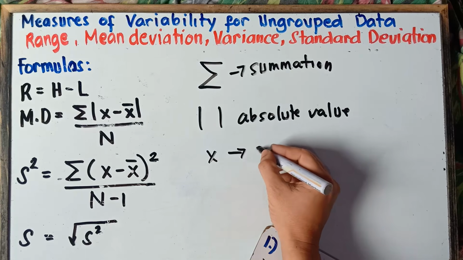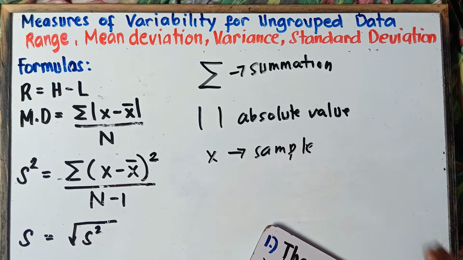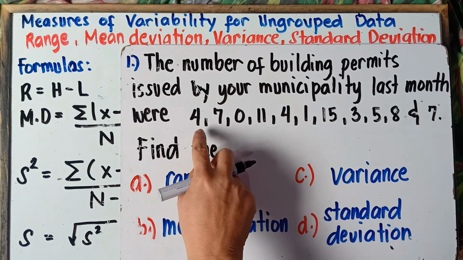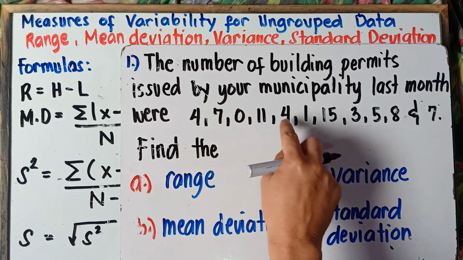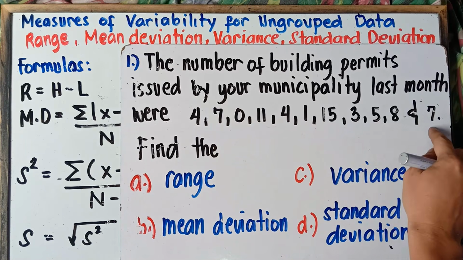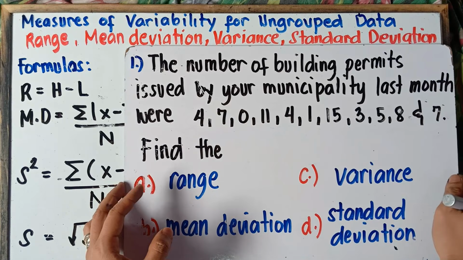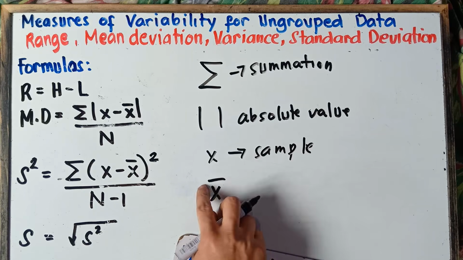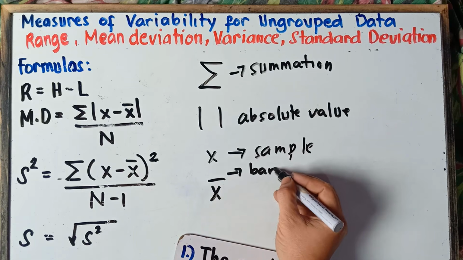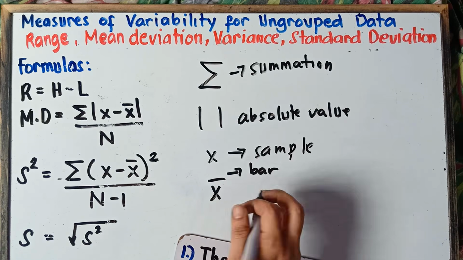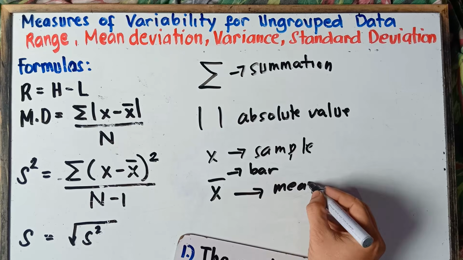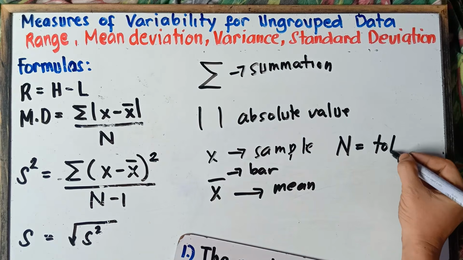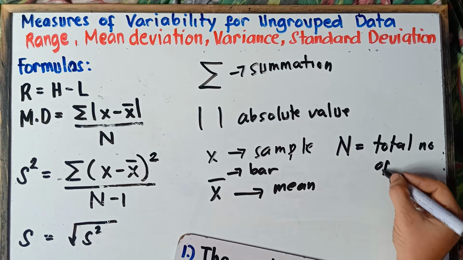x is the sample. In our given number 1, these are the samples: 4, 7, 0, 11, 4, 1, 15, 3, 5, 8, and then 7. So x is the sample, and this x with the bar, this horizontal line we call bar. So x with a bar, we call this the mean. And n is the total number of samples. Once again, n is the total number of samples.